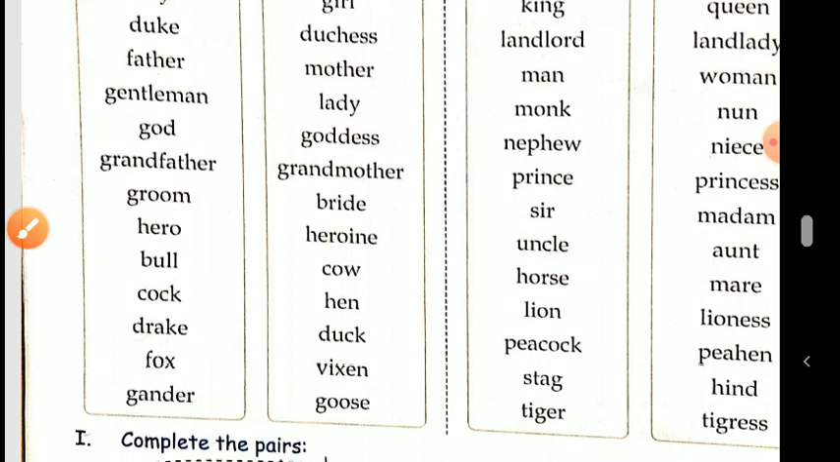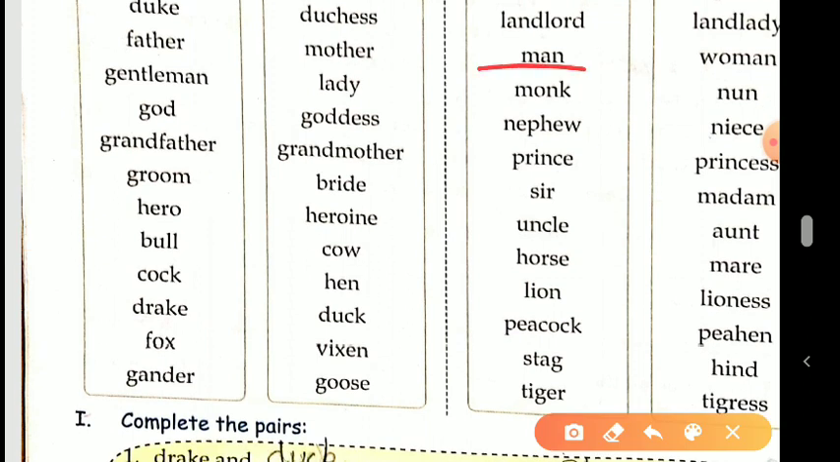Then comes the word men. The feminine gender of men is woman. Feminine gender of men is woman. Then comes monk. Now this word is again new for you. I believe children, all of you have been to Sarnath. In Sarnath you will see many Buddhist monks. They wear orange-colored clothes and they are clean shaven. They are bald. They have no hair on their heads. You must have seen many monks, Buddhist monks, in Sarnath.